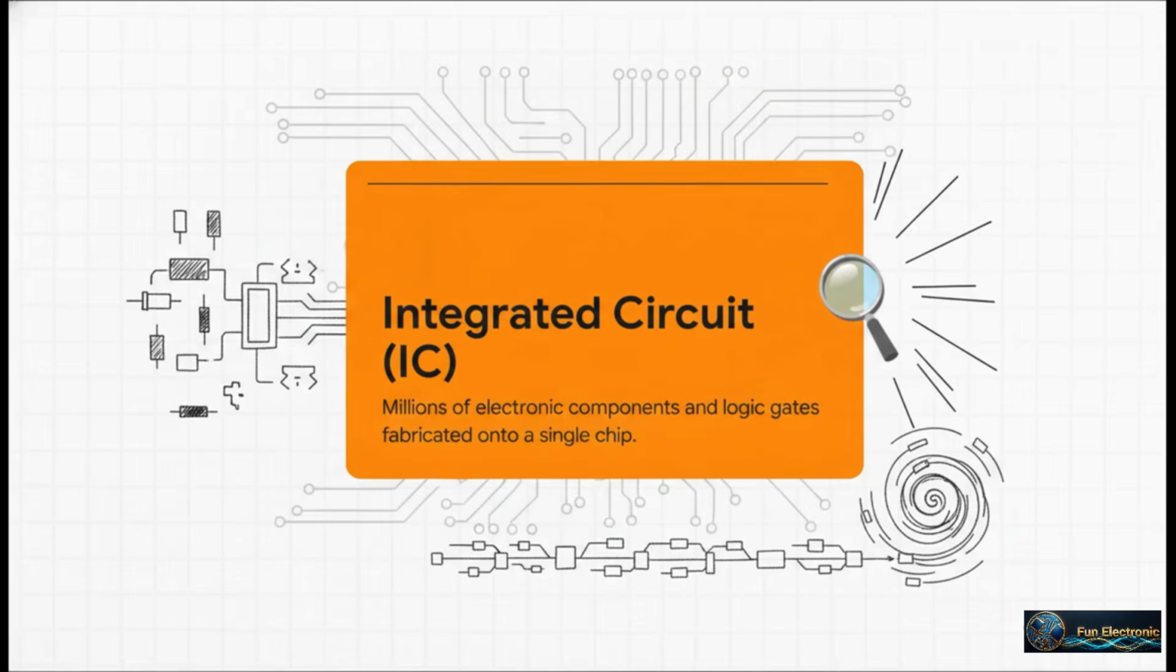Now, doing all this with individual bulky components would make modern devices completely impossible. Enter the integrated circuit, or IC. This is the absolute miracle of modern digital manufacturing. An IC is a collection of millions, even billions, of electronic components and logic gates fabricated directly onto a single tiny semiconductor chip. By packing these individual gates by the billions onto a piece of silicon the size of your fingernail, engineers have drastically driven up processing speed while simultaneously shrinking both the size and the cost of the hardware.